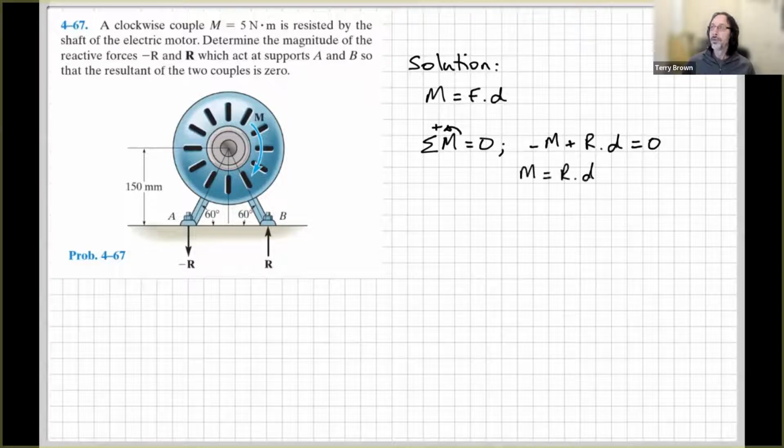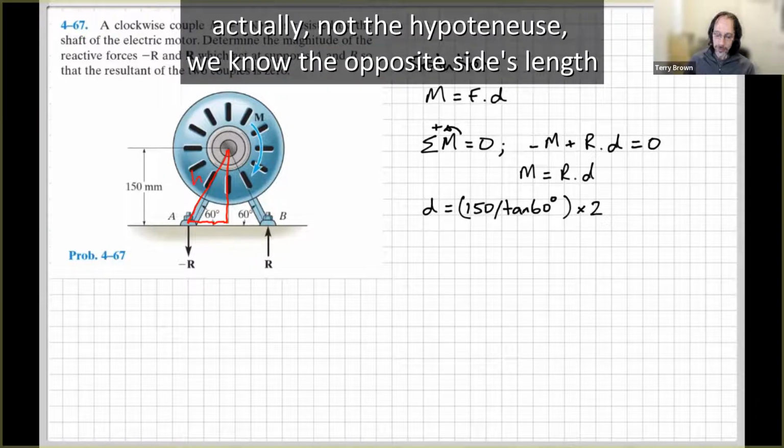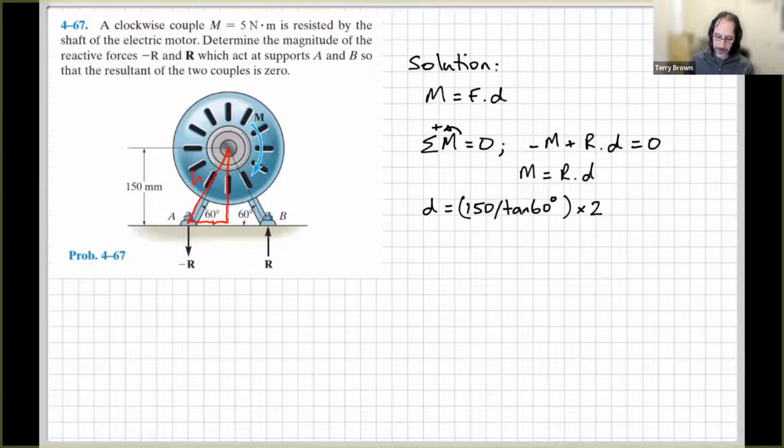All right, so let's rearrange that equation. Moment equals R times D, and we just need to work out our distance, and that's already come up for you, so let me just explain that. I need to work out this distance here between the two forces. We're given this vertical distance, 150 millimeters. So if we just have our little triangle here, we know the hypotenuse. We need to know this length down the bottom.